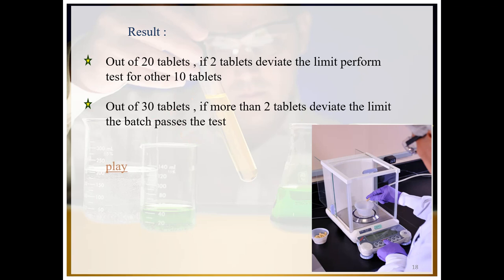So this is very clear: if out of 20 tablets two tablets deviate, then the test can be performed for the 10 tablets. While out of 30 tablets, if more than two tablets deviate from the limits, then the batch should fail the test.